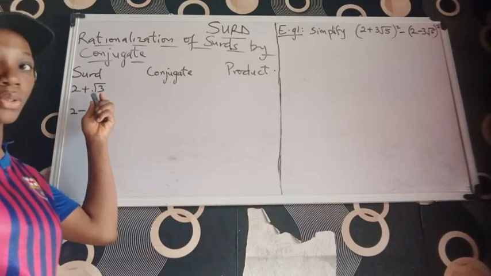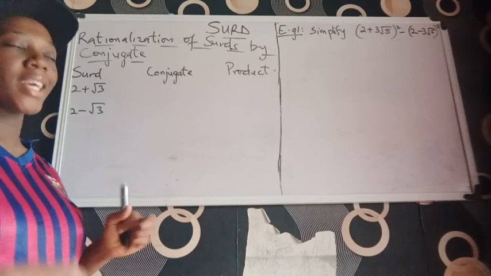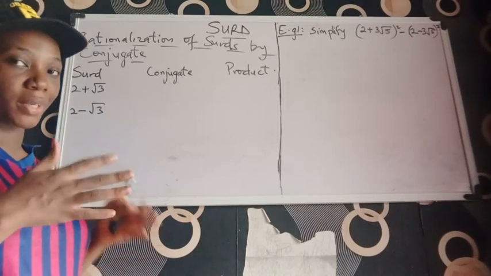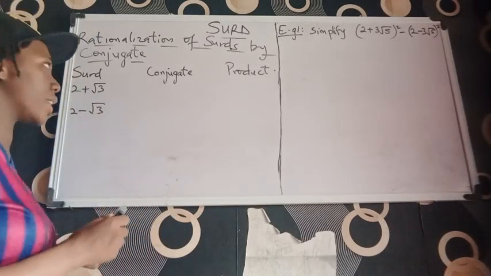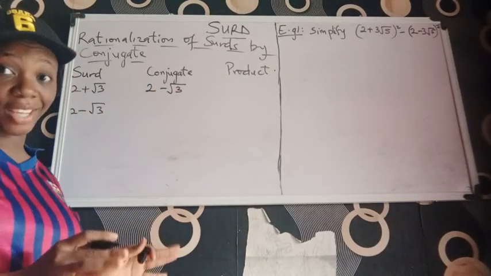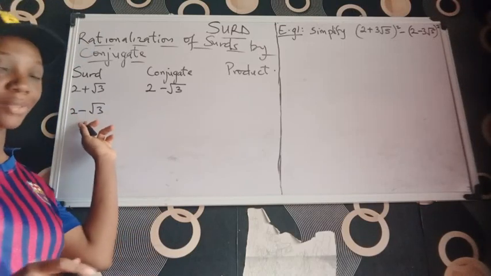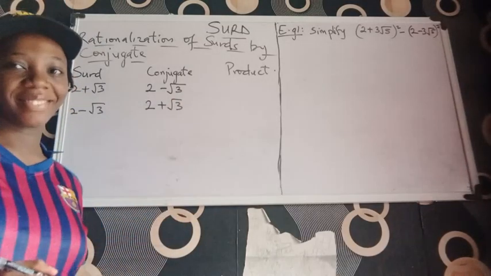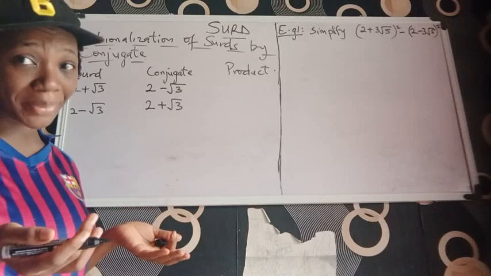2 plus root 3. The conjugate is like getting the opposite of a particular number or a particular compound number. So 2 plus root 3, the conjugate is 2 minus root 3. Can you see it? It's so simple. While the conjugate for 2 minus root 3 is 2 plus root 3. I know you're smiling at this point because it's so simple.